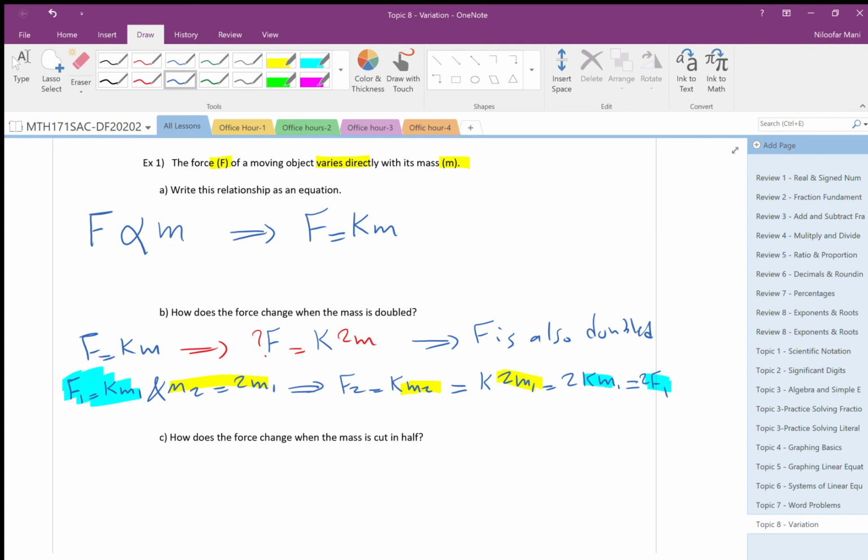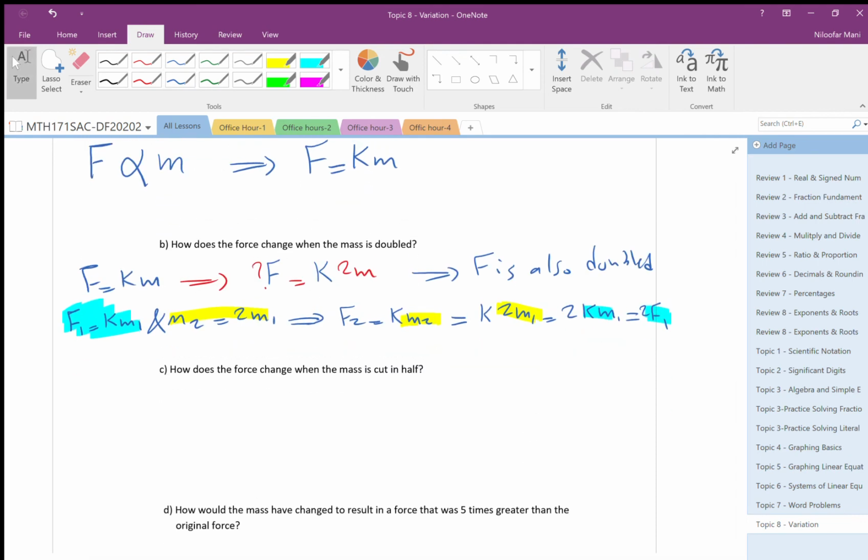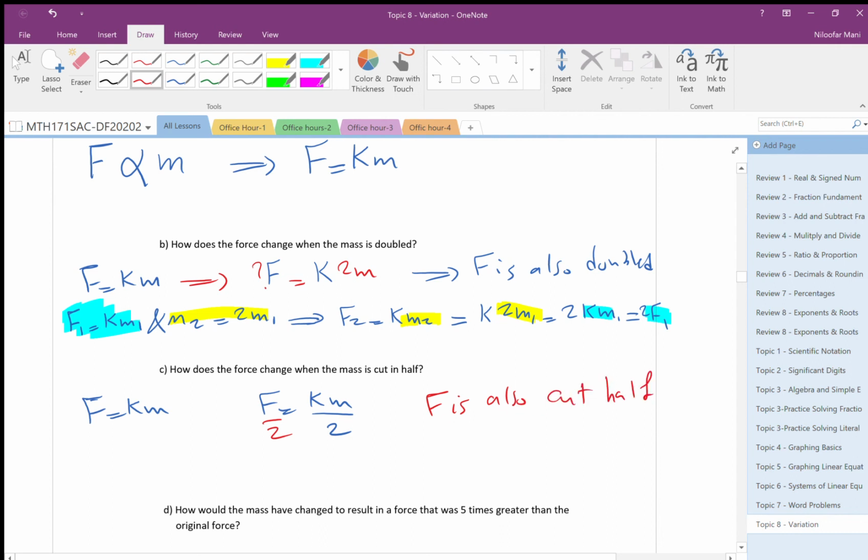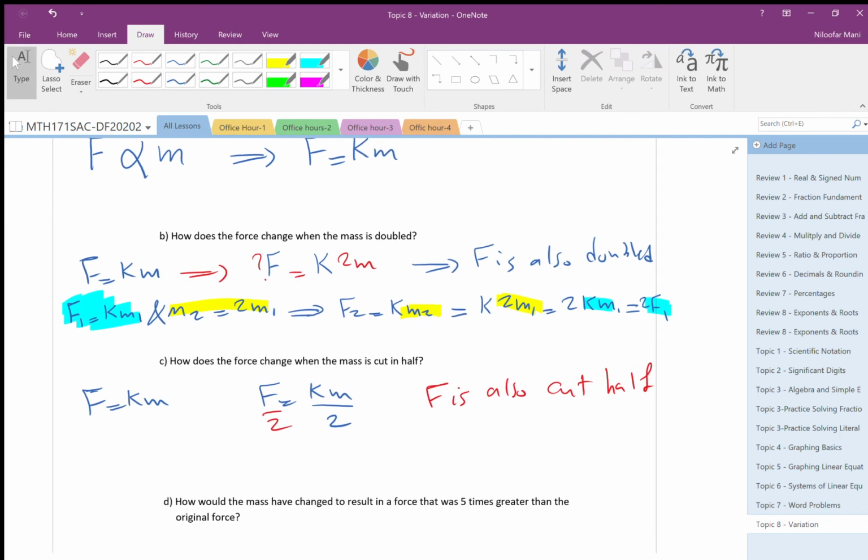Okay, so now how does force change when mass is half? F is Km, for example, with m divided by 2. So of course F has to be divided by 2. Otherwise it doesn't make any sense. So when mass is half, F is also cut in half. This is totally correct.